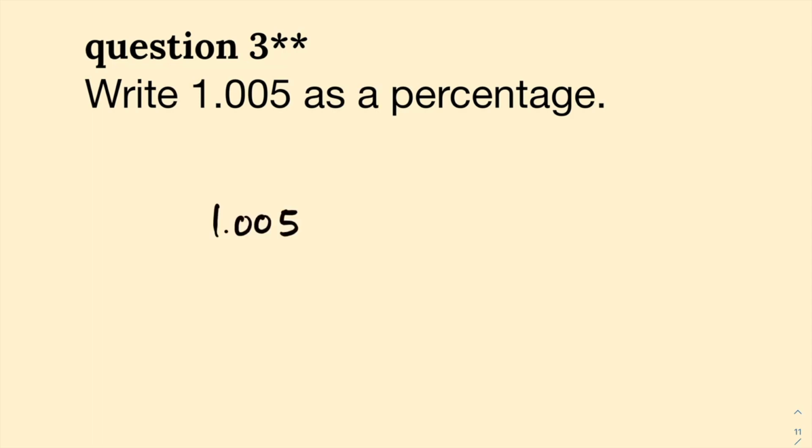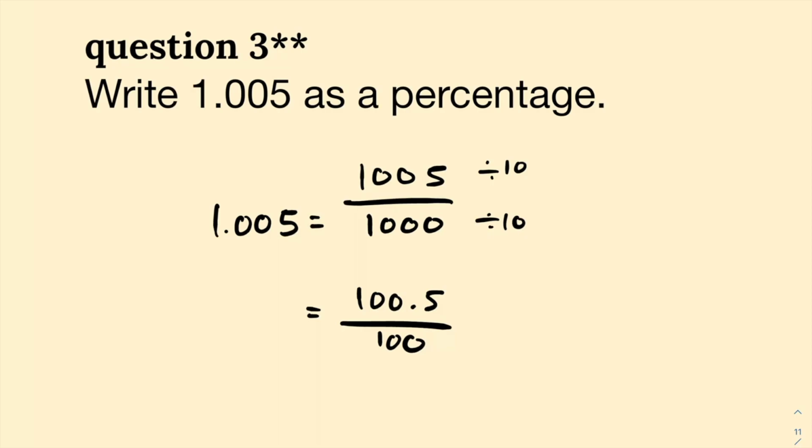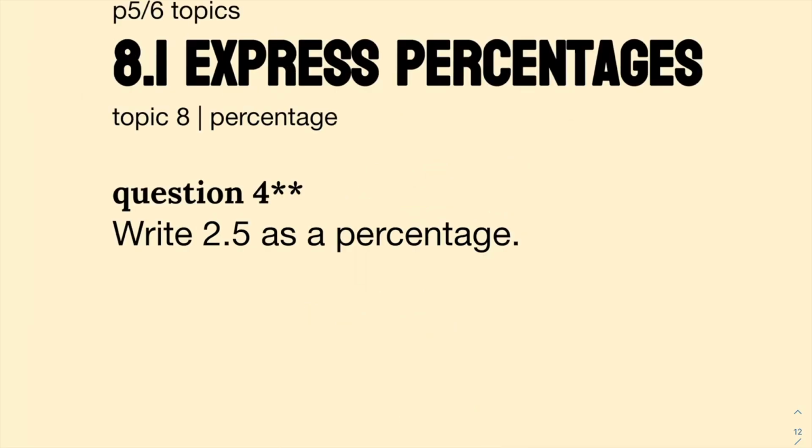1.005 as a percentage is written as 1005 over 1000. Now with 1000 down there, we don't like it. Let's divide by 10 for both top and bottom, giving us 100.5 over 100, which means the answer is 100.5% as a percent. Write 2.5 as a percentage.